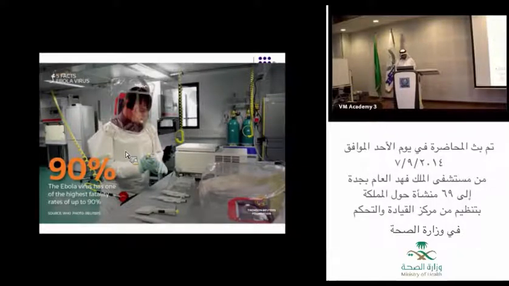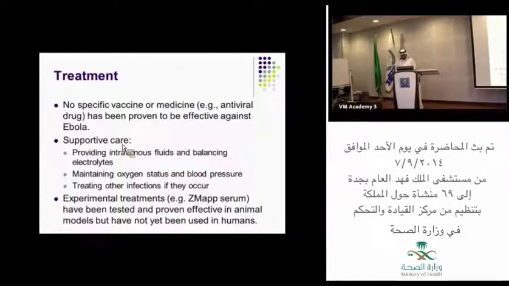However, there are some practical issues in terms of the routine blood tests like the CBC and the urinalysis. Where should we do them? We can discuss this maybe in the discussion. In terms of treatment, there's no specific vaccine or medicine to treat Ebola. You only need to provide supportive care with intravenous fluids, balancing the electrolytes, maintaining the oxygen status and the blood pressure, etc.